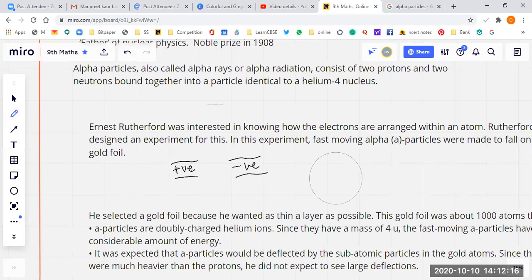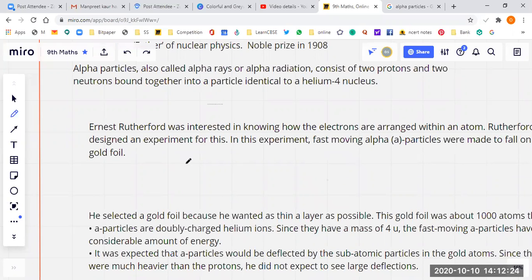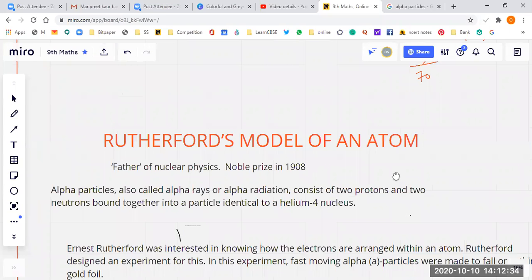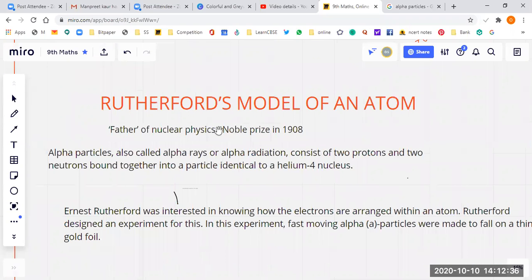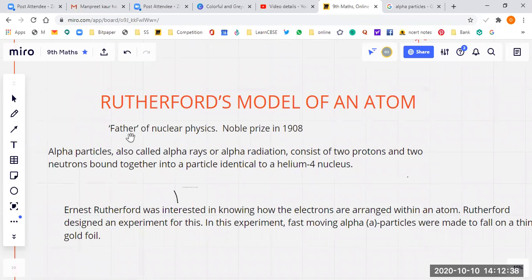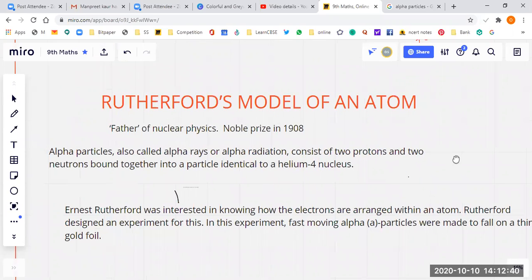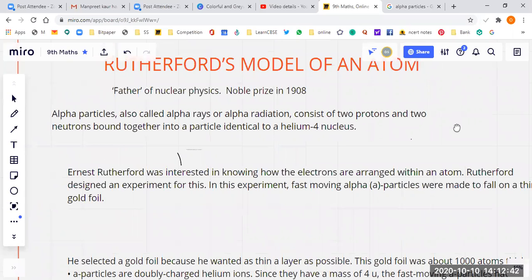Then, students, after that came this model. We are going to talk about the Rutherford model. Rutherford also got the Nobel Prize, students. That's the highest prestigious prize. He got it in 1908. And Ernest Rutherford is also known as the father of nuclear physics. His work on nuclear physics was really great.